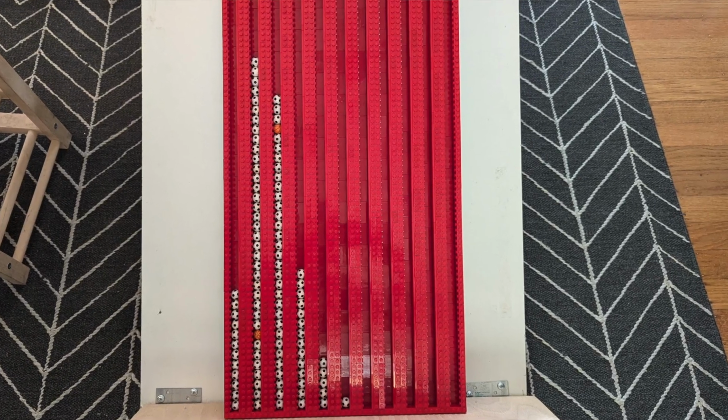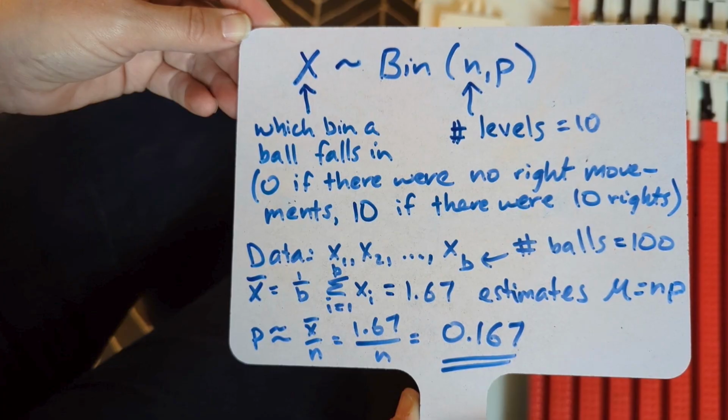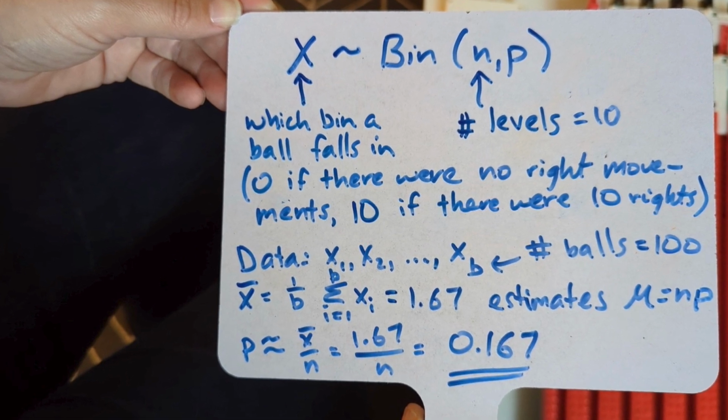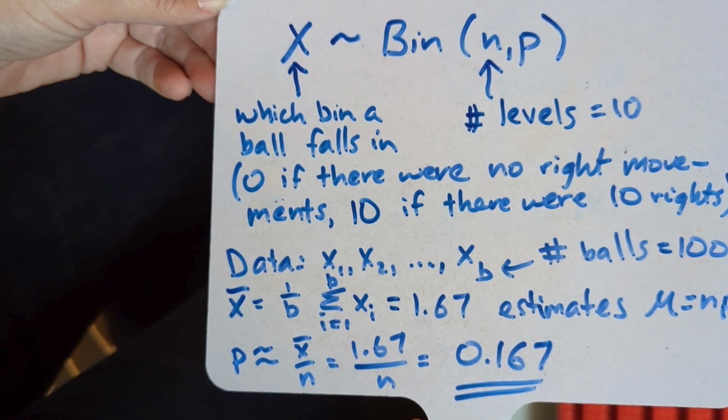Counting how many balls there are in each bin and taking the average value of x across all these observations, I get 1.67. There are 10 levels and mu equals np, so my best guess for p is 0.167. While I appreciated this unbiased estimator, I was hoping for more of a range.